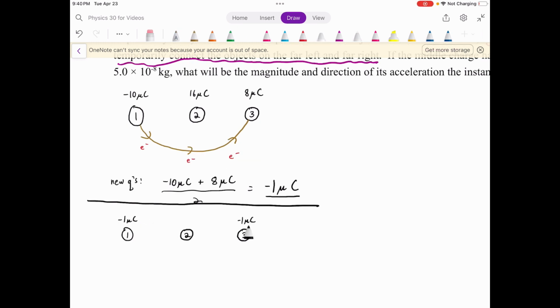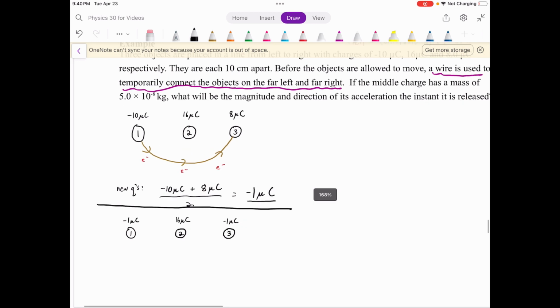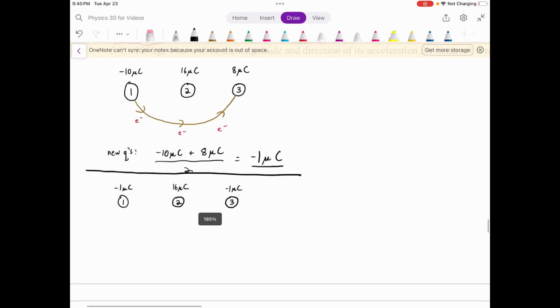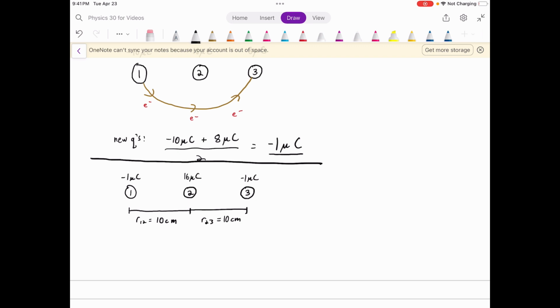These now have charges of -1 microcoulomb each. Now, did anything touch this middle one? Did this have any reason to change its charge? No, so it's still 16 microcoulombs. And then they tell us that the distance between them is they are each 10 centimeters apart. So let's add that to our diagram. Okay, and so this is really what we're starting from when we release them.